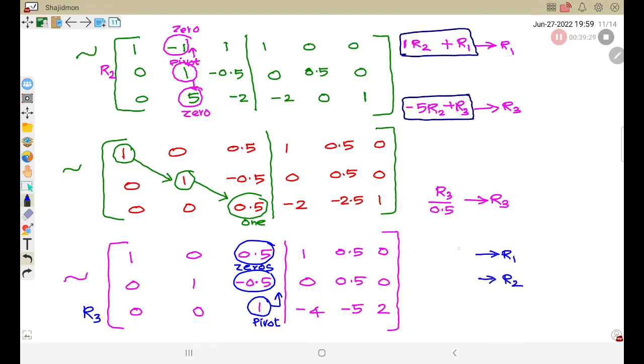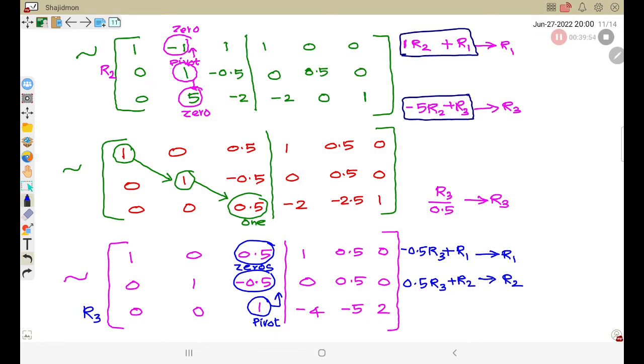So what is the transformation we are using? R1 plus, the default, opposite of minus 0.5, that is 0.5, multiply the pivot number row, third row, correct? Pivot number is on the third row now. Same here, opposite of minus 0.5 is 0.5, multiply the pivot number row, the third row, plus R2 gives new R2. So this operation we will do here.